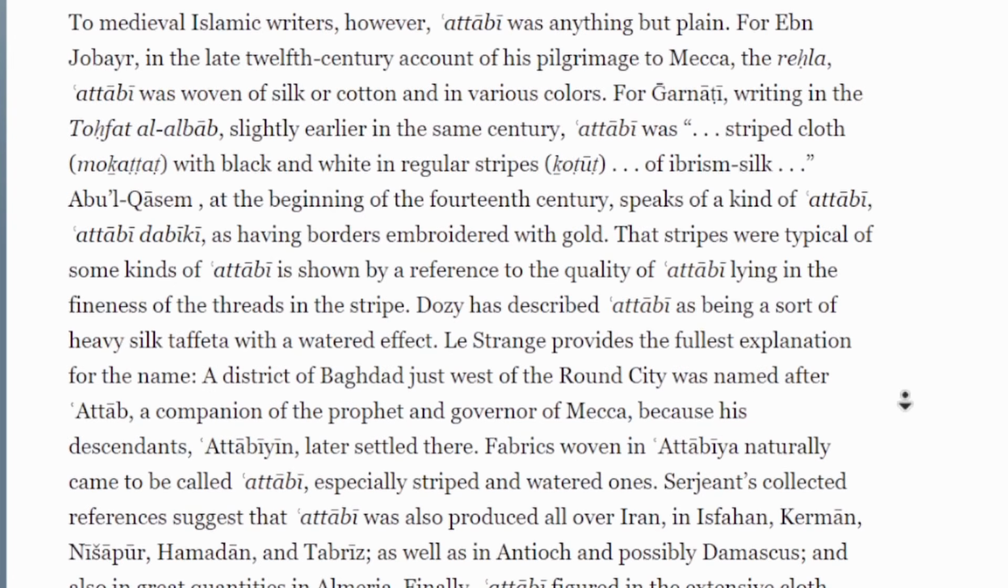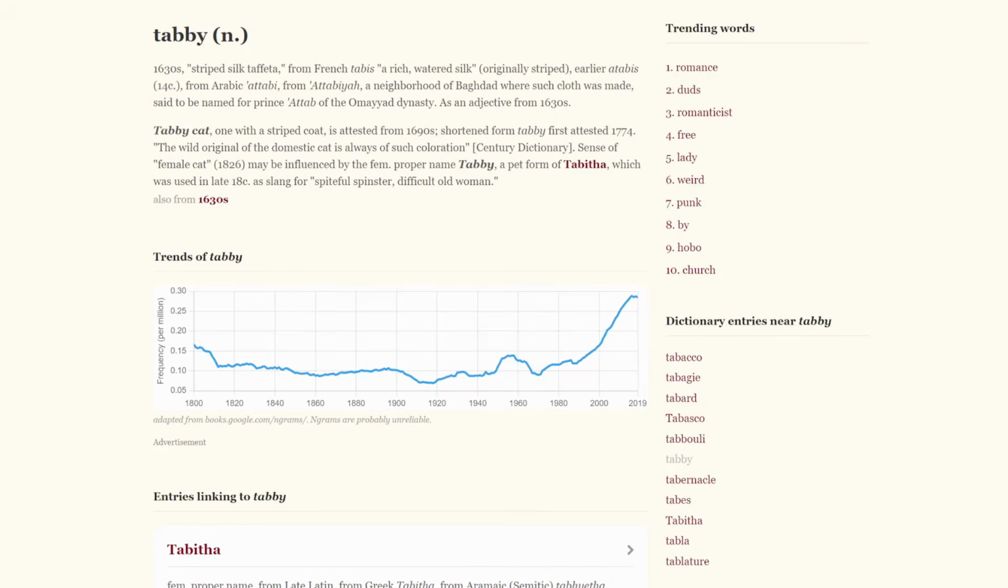Eventually, it moved through various languages, and by the late 1600s, we were seeing English references to it as both a kind of watered silk and cats with a similar coat type. So a coat type that resembled this particular type of silk. So that's about it for my facts about tabby cats.